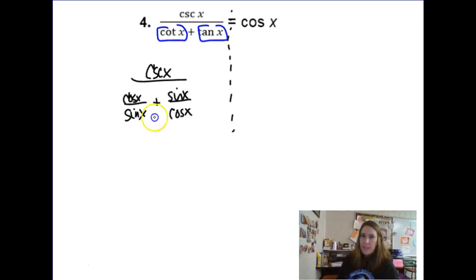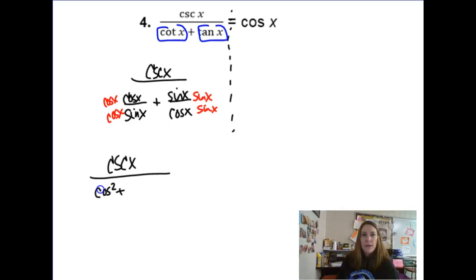So it doesn't really help me to have addition of two fractions when they're not together. So what if I was to multiply this fraction by cosine and this fraction by sine? And then I could call this cosine squared plus sine squared. Oh yeah, I think we're on the right track here, guys. So I have cosecant x being divided by cosine squared plus sine squared over cosine sine.